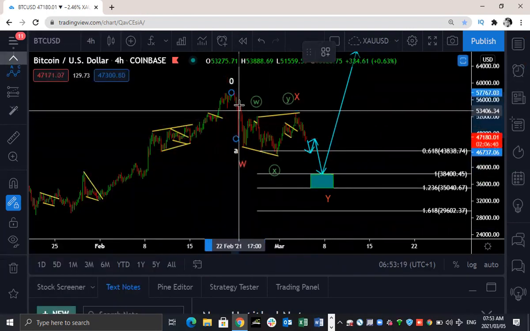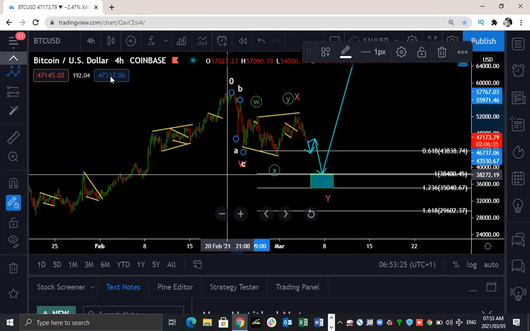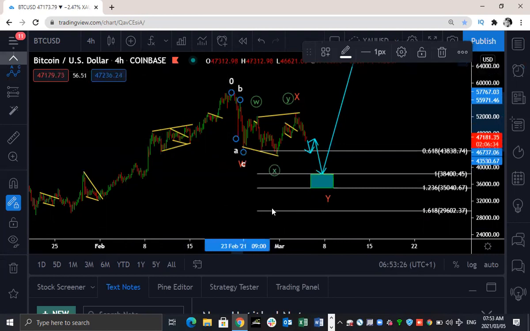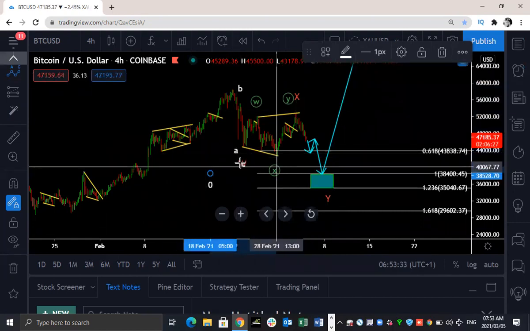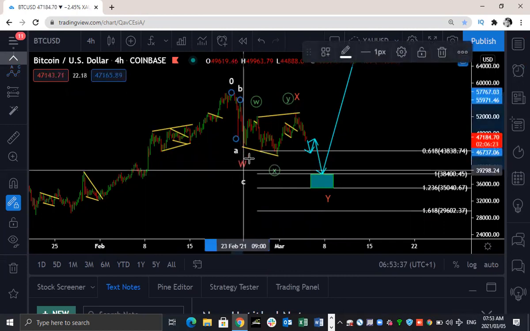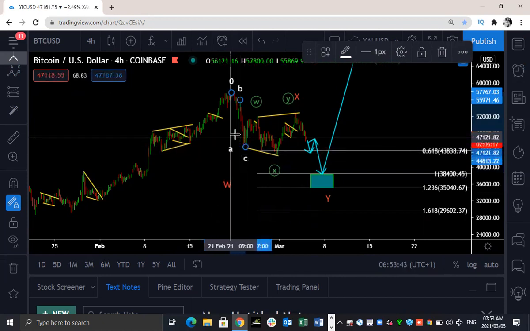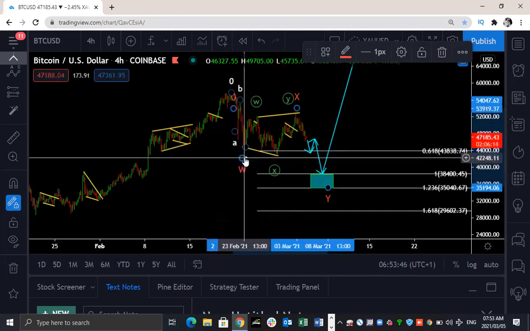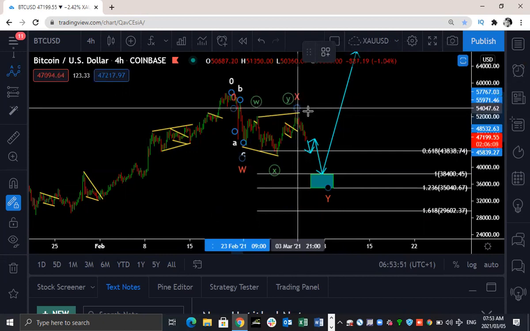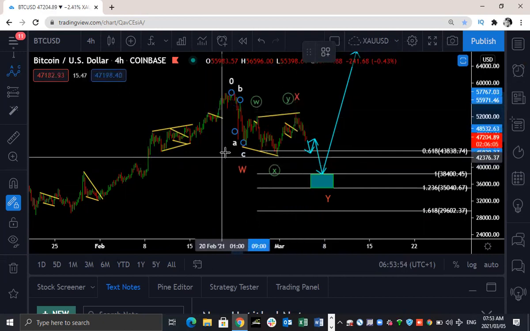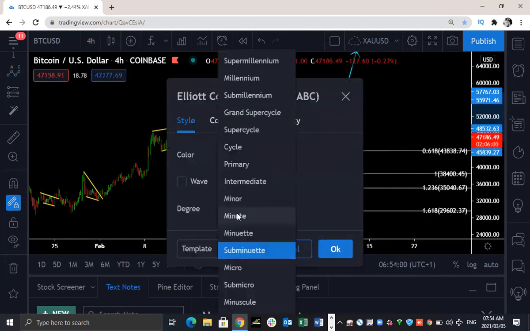You can see that was a sharp move, so that's an impulsive move. So that's why I'm putting it there, putting that as an ABC structure. Just position it. We're gonna have, so this one should be in the same degree as the minute as well. So it's gonna be the minute green, minute.